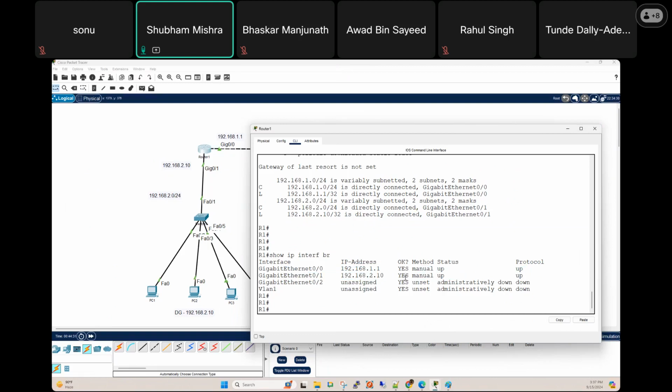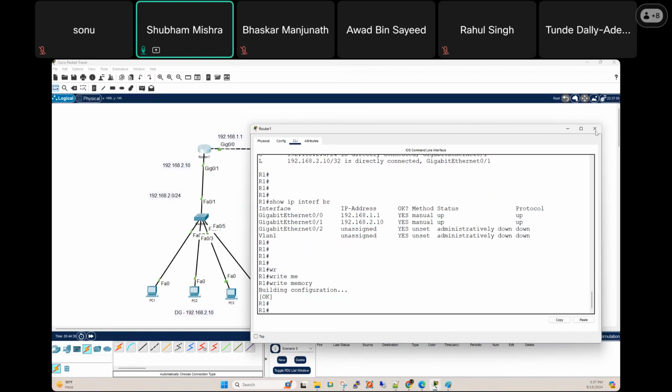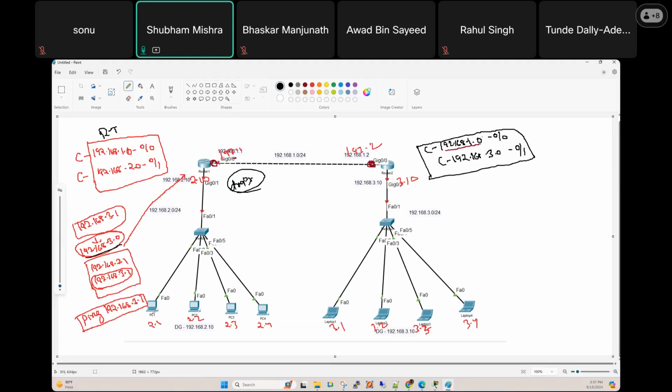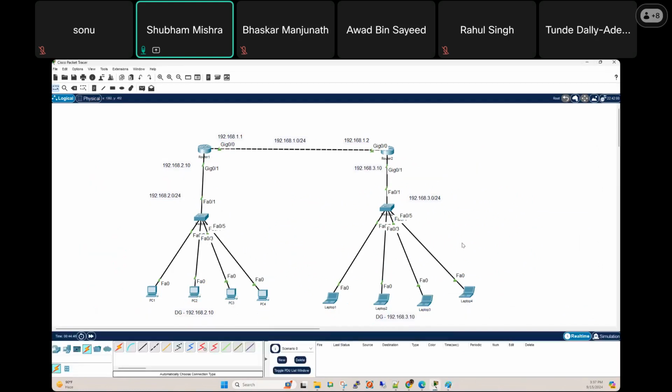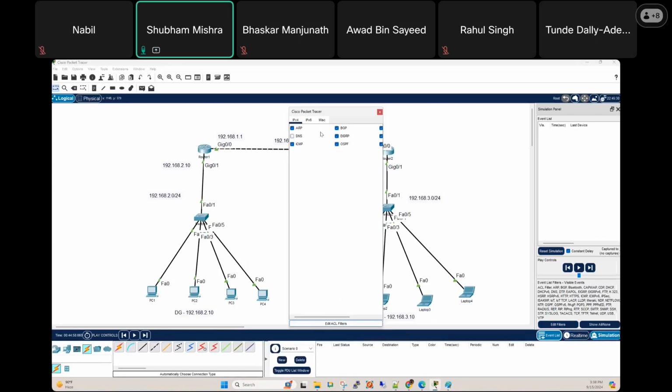Okay. Now, what is our task? How can you save? The command is again write memory. I told you that we ping from PC number 1 to laptop number 1, right? Everyone, tell me. Yes. Come into simulation mode. In simulation mode we want only ARP and ICMP. Let me check, can we remove the ARP? Yes.